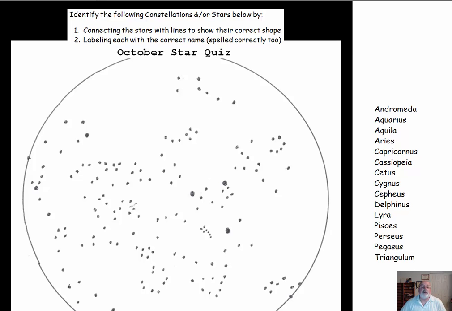We're going to connect the stars to actually show the constellation shapes. I'm going to tell you what they are supposed to be. I'm also going to tell you what I see in the sky. And then we're going to label each with their correct name. And yes, spelling is correct, so I've got the spelling here. These are the 15, I hope.